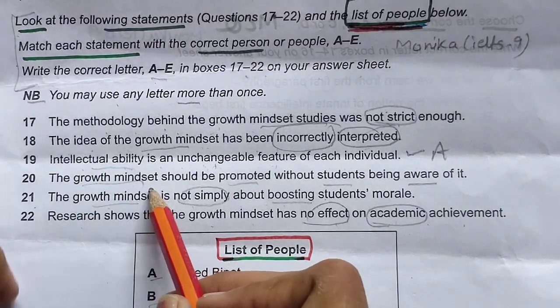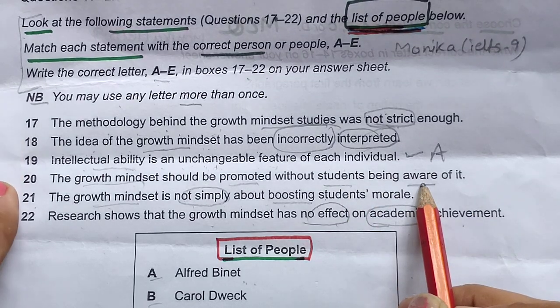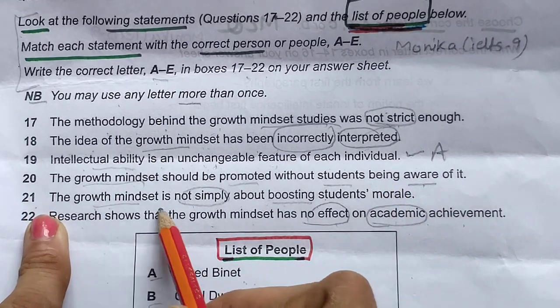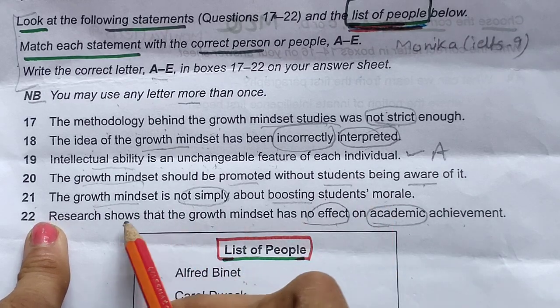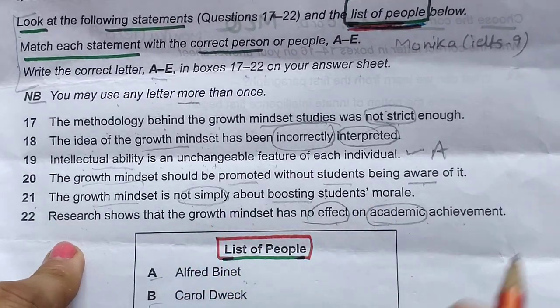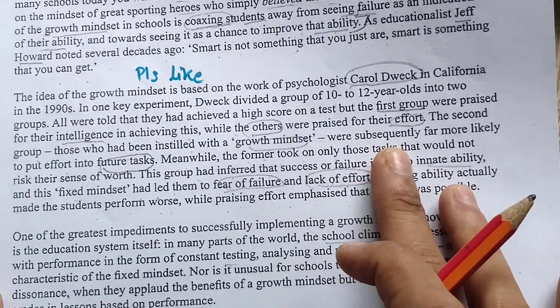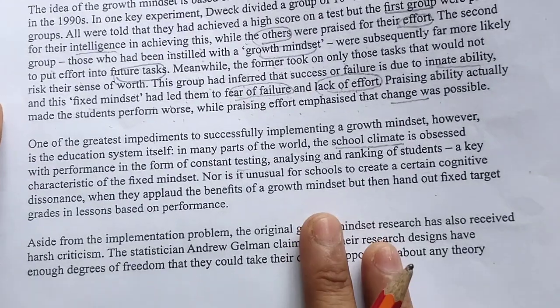Next, the 28th: the growth mindset should be promoted without students being aware of it. The growth mindset is not simply about boosting students' morale. This is also not given. Research shows that growth mindset has no effect on academic achievement. So we were wrong here. Actually, they were talking about the experiment only. So let's go to the next person.